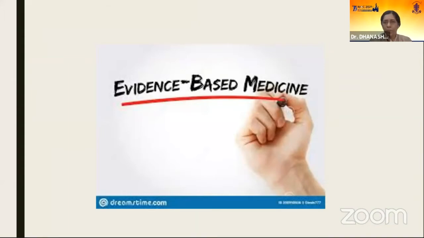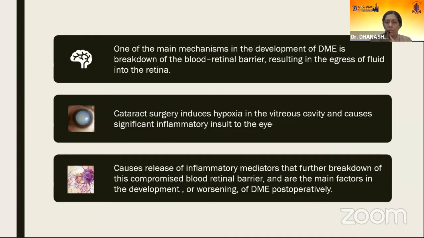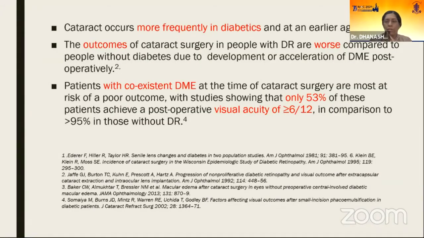However, my opinion may not be important to you, but this is the era of evidence-based medicine, so let us look at the evidence in the literature. We know that cataract occurs more frequently in diabetics and at an earlier age. The outcomes of cataract surgery in diabetic retinopathy patients are worse compared to other patients. In patients with coexisting diabetic macular edema, hardly about 53% will achieve a visual acuity of 6/12 or better after cataract surgery.